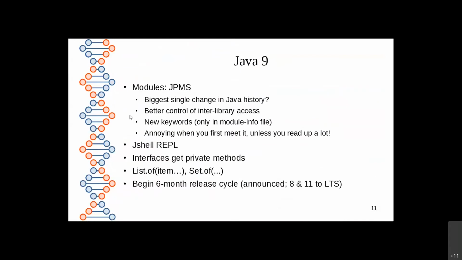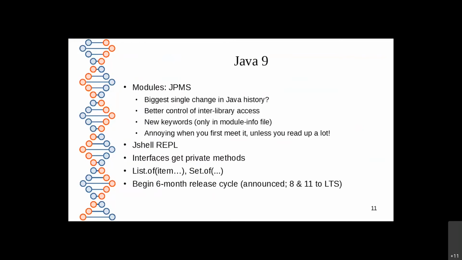The biggest thing in Java 9 was the module system, also called JPMS, Java package module system, or Java whatever. This is kind of the biggest single change in Java history because it provides better control of interlibrary access, which you might not think is important, but it really is.